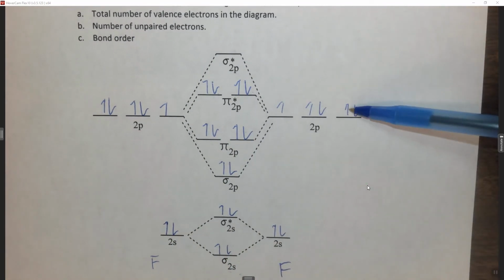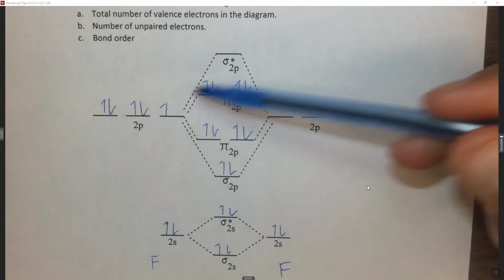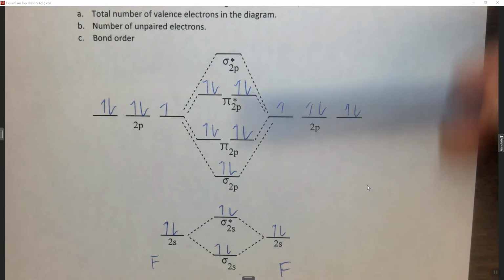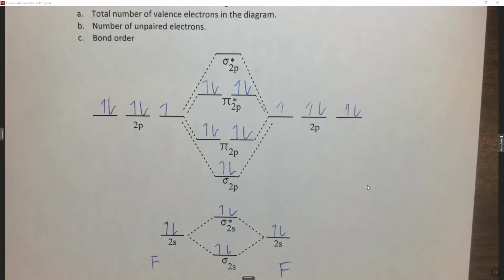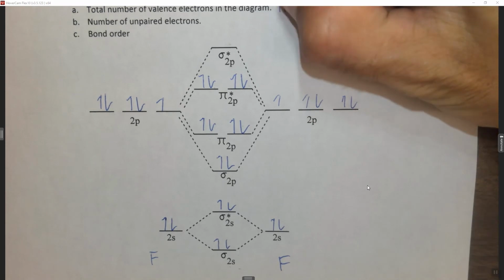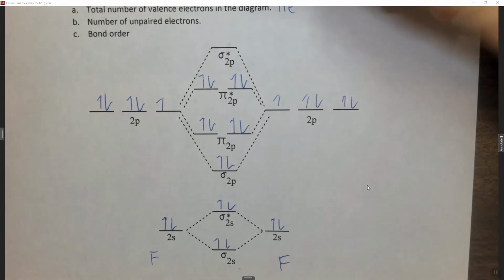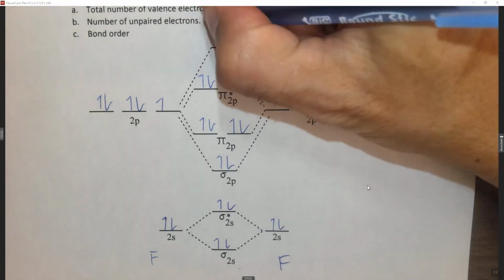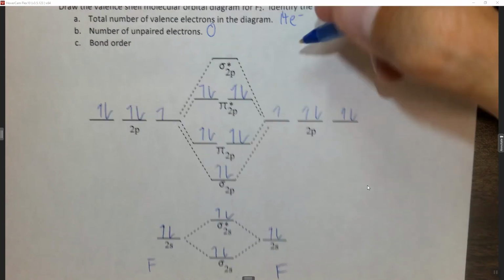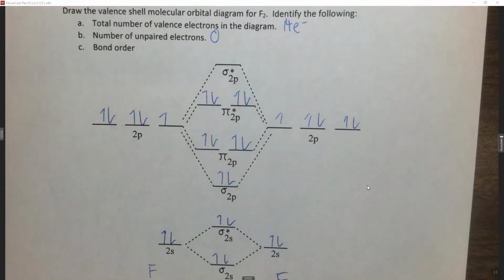So all the electrons from here going to here, there's a total of 14 electrons here, and a total of 14 electrons here. So the total number of valence electrons in the diagram is 14 electrons. The number of unpaired electrons is again 0. So this would again be diamagnetic. If there were unpaired electrons, we could say it's paramagnetic, but in this case there aren't any.